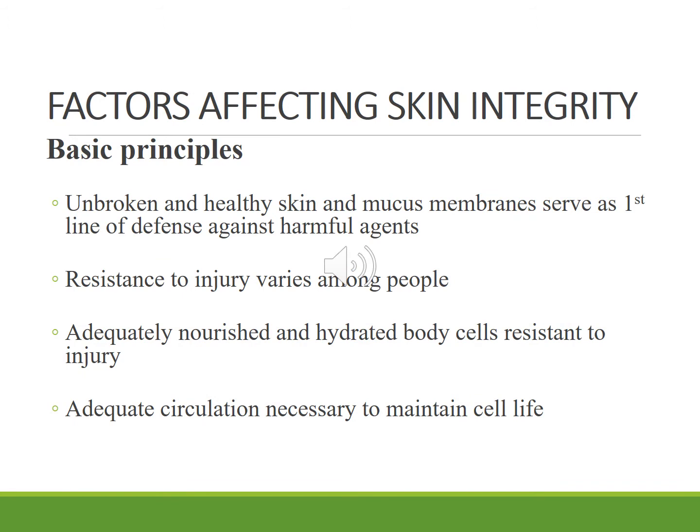So the book discusses basic principles to our skin integrity. It's important to note that unbroken and healthy skin and mucous membranes serve as our first line of defense against harmful agents. Resistance to injury varies among people. There are different factors that can influence that, such as age, underlying illness, different things like that that we're going to get into. But it does vary. Adequately nourished and hydrated body cells are more resistant to injury. And then adequate circulation is also necessary to maintain cell life. If we don't have that adequate circulation, our skin becomes impaired. So all of these are just basic principles when we think about factors that are going to affect our skin integrity.